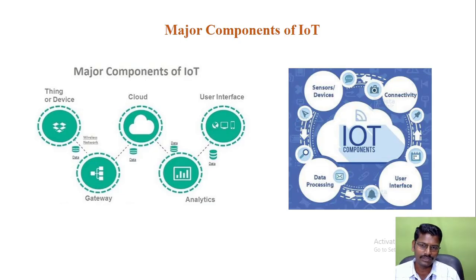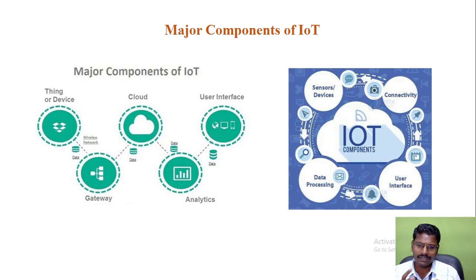So how does it work? First, the thing or a device is connected to the gateway using different kinds of communication protocols, either in a wired manner or wireless manner. Actually, the internet is a wireless kind of network. So the data from the device will be transferred to the gateway over a wireless network. That is the internet. And the data from the hardware devices is stored in the cloud.